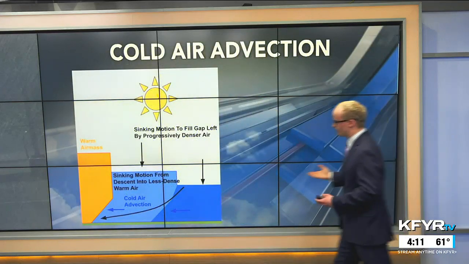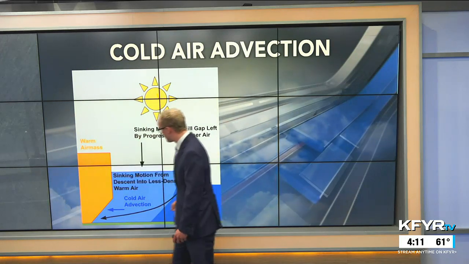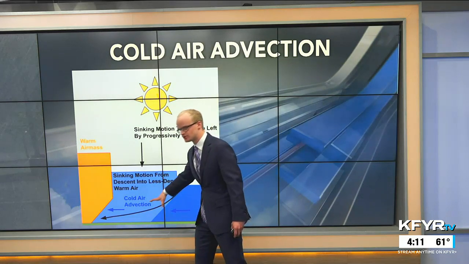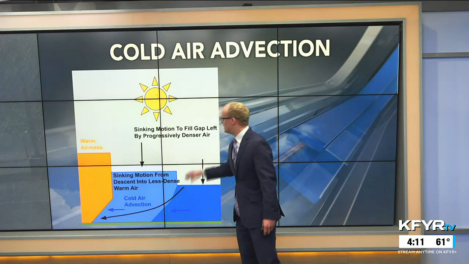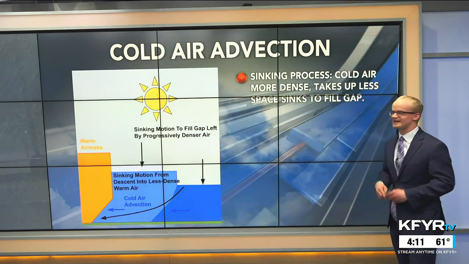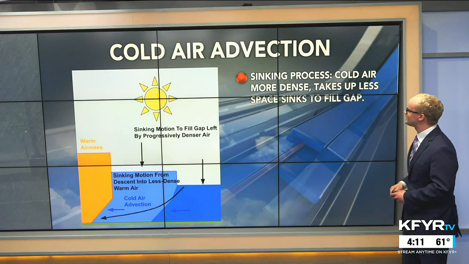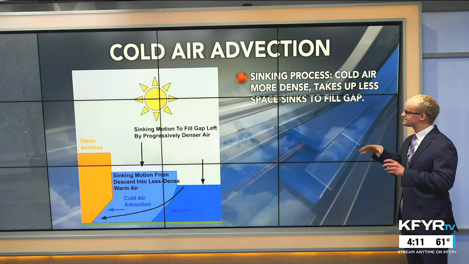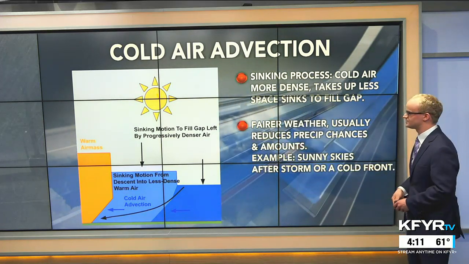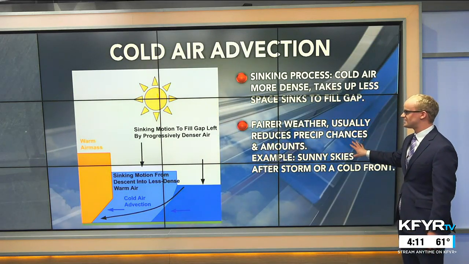A little bit more of a three-dimensional schematic here. Cold air advection moving in, our warm air mass moving out of the picture. The sinking motion from this cold air, because cold air is more dense than warm air, leads to a lot calmer weather, sunnier weather. The sinking motion needs to fill that gap left behind by the warmer air. So cold air advection is a sinking process. Cold air is more dense, takes up less space, so it sinks to fill that gap left by the warm air that's departing. This usually leads to fairer weather and usually reduces precipitation chances and amounts.